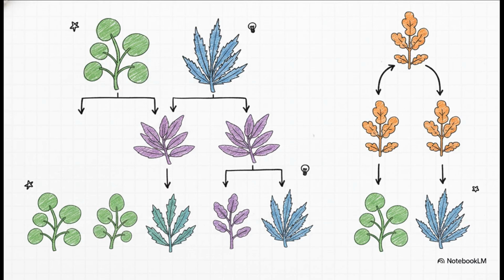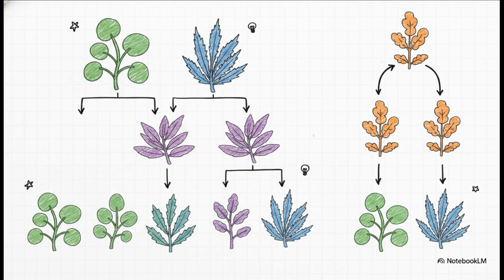A pure line is produced through continuous self-fertilization, giving you identical offspring generation after generation. A hybrid is the offspring produced by crossing genetically different parents. The original parents at the start of the experiment are called the parental generation, or just P. Their first-generation offspring are the F1 generation.